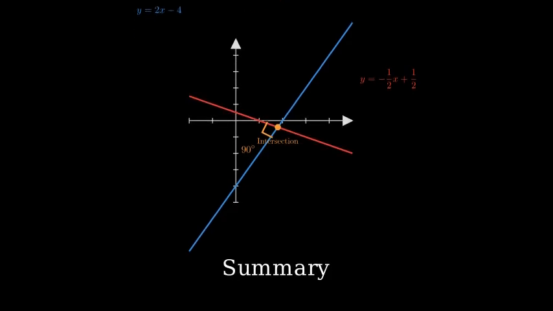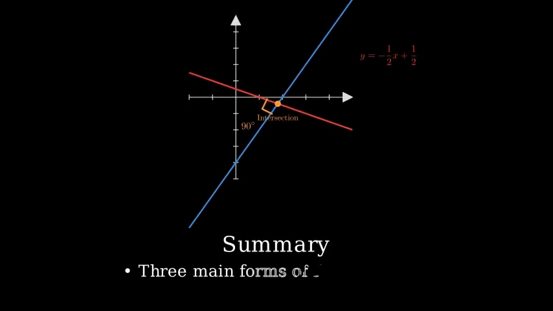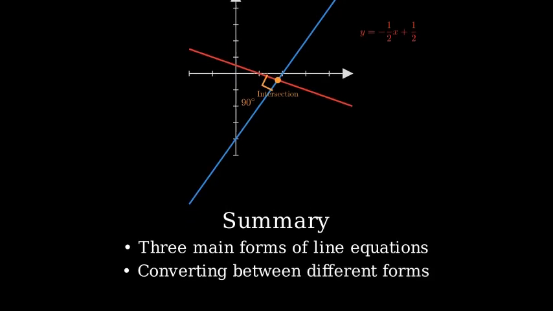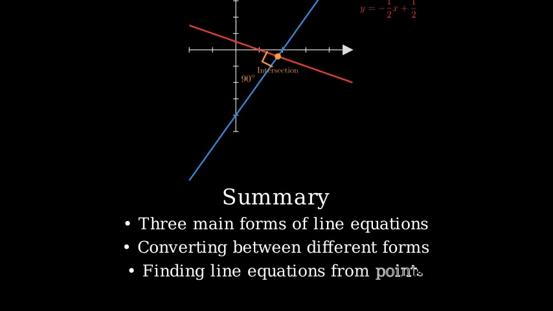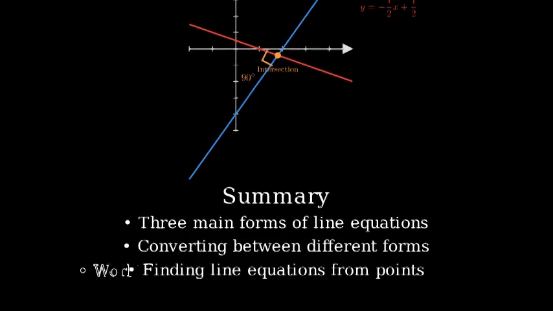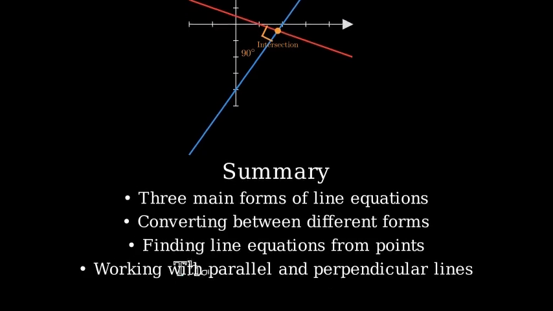In this video, we've covered the three main forms of line equations: slope-intercept, point-slope, and standard form. How to convert between these forms, finding the equation of a line given 2 points, and how to work with parallel and perpendicular lines.